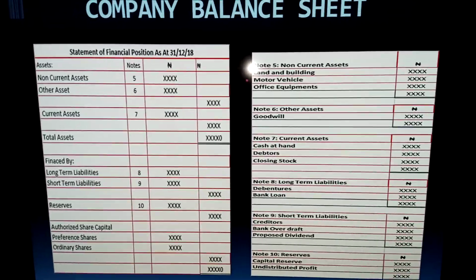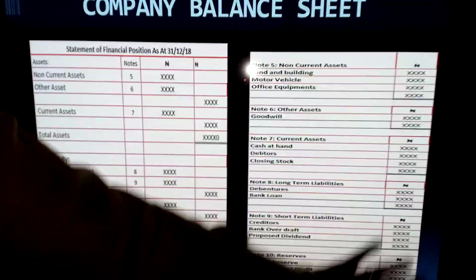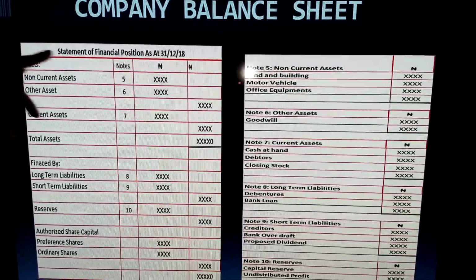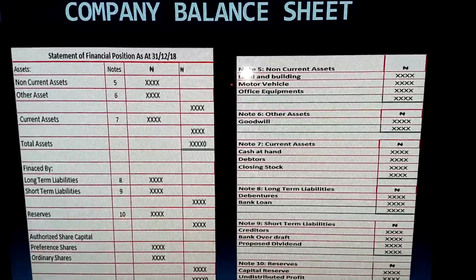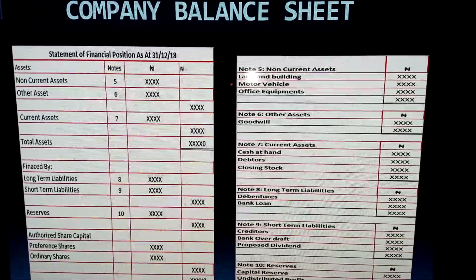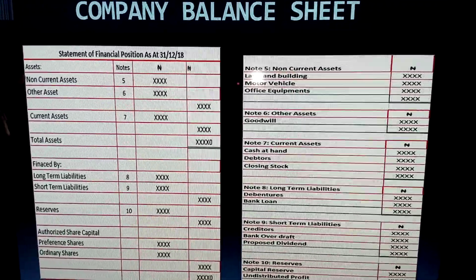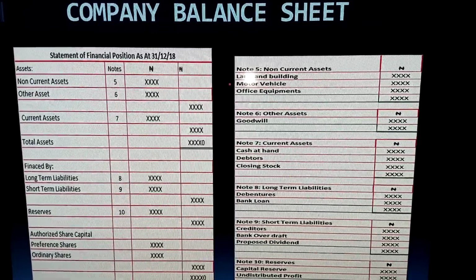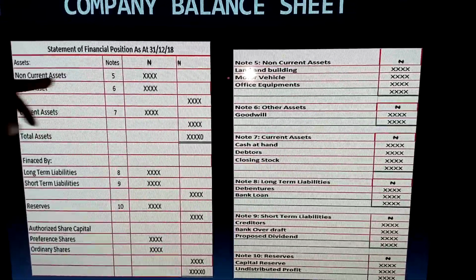So basically, this is how a company balance sheet looks. Okay, you have the statement of financial position at 1st December 2018. Your balance sheet is your normal balance sheet. I've told you how to prepare that, but we just have some slight adjustments. You still have your non-current assets, which are your fixed assets. You have your notes here showing how you got your non-current assets.